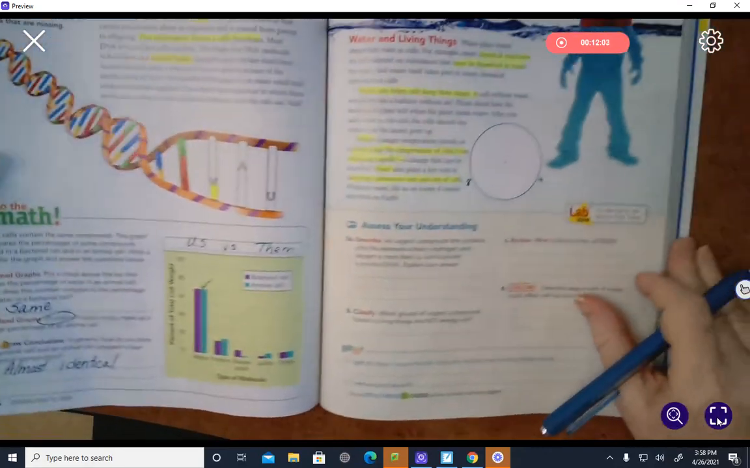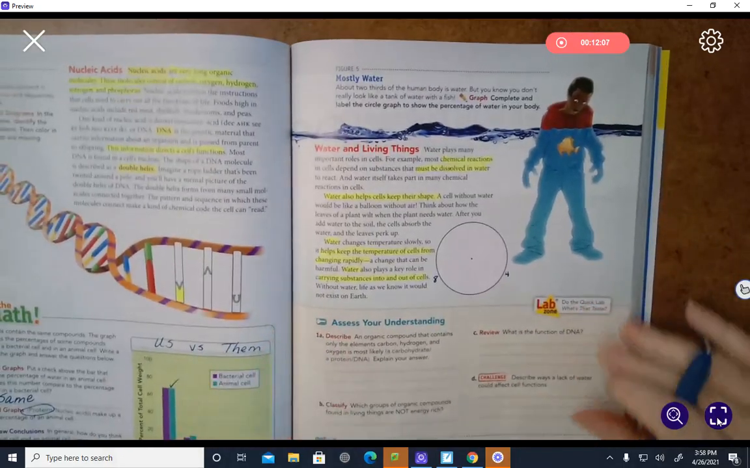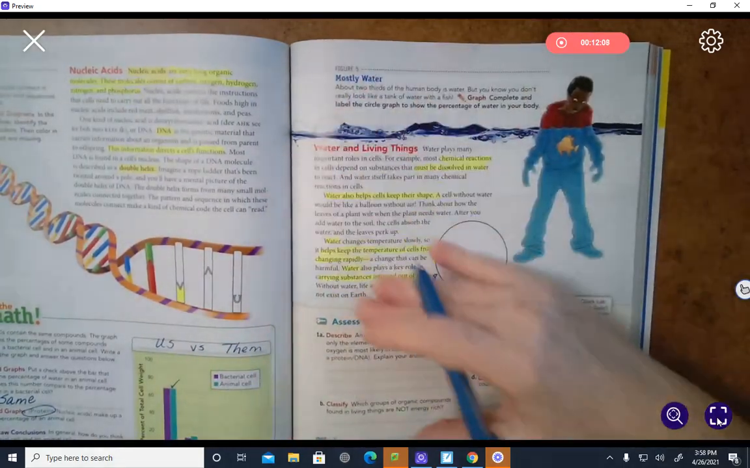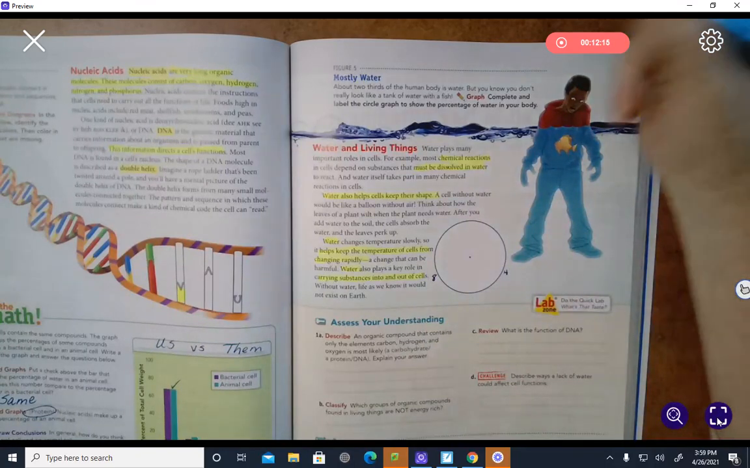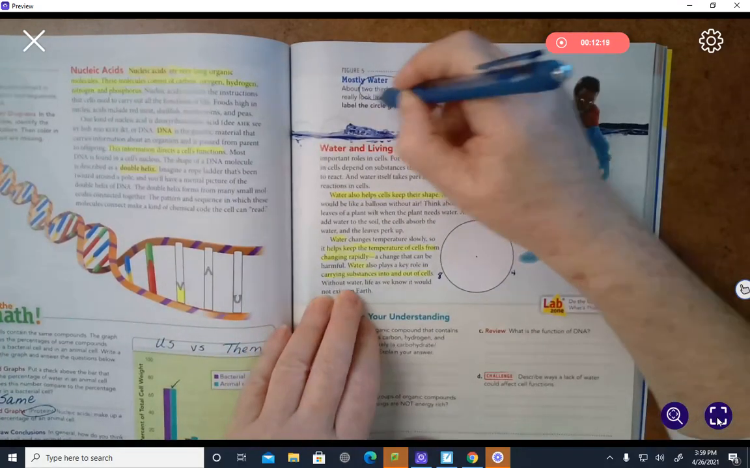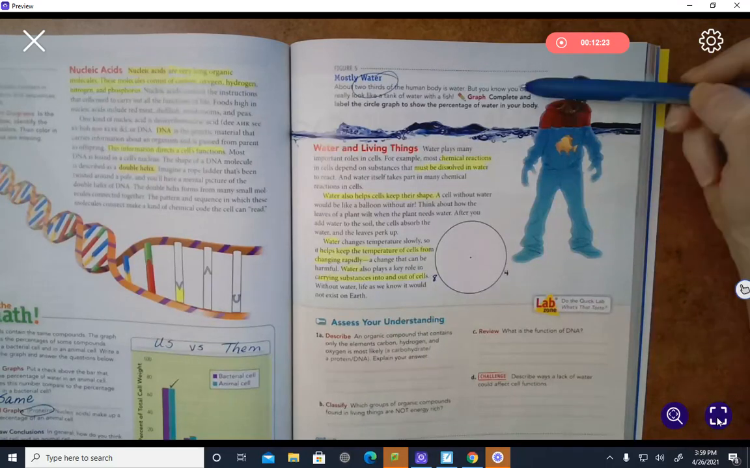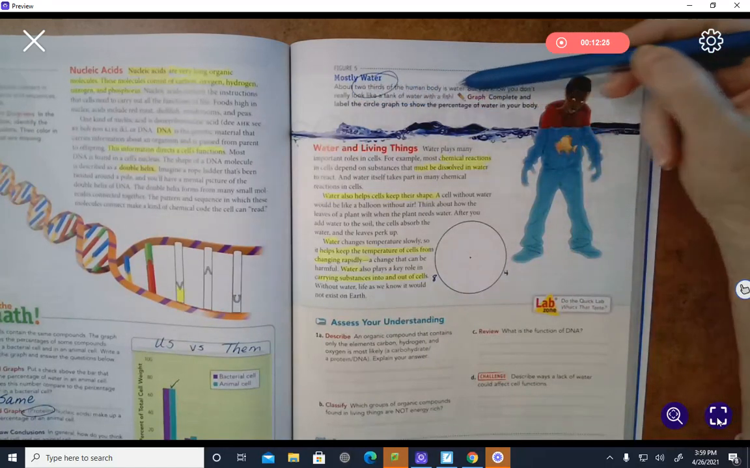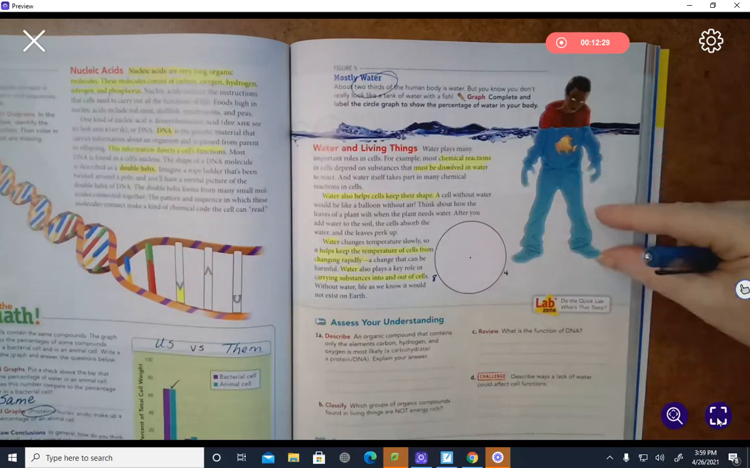All right, I'm looking at the time because I don't want it to take a lot of time to download. Okay, so water, very important that you drink water every single day. About 2/3 of the human body, wow, 2/3 of you is actually water. Complete and label and circle the graph. You can see here that they kind of colored in 2/3 of this kid.